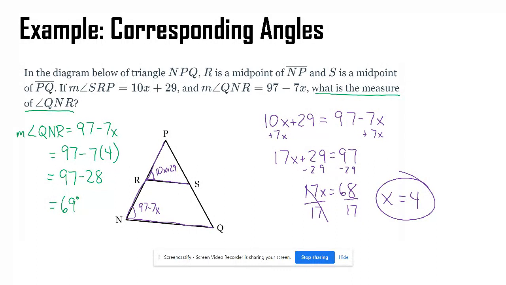So that's mid-segment theorem. And again, you're going to have 2 types of problems. One involving corresponding angles that are congruent to each other. One involving the mid-segment, which is always half as long as the third side of the triangle. And there you go.